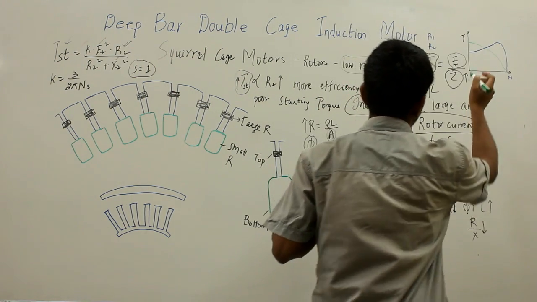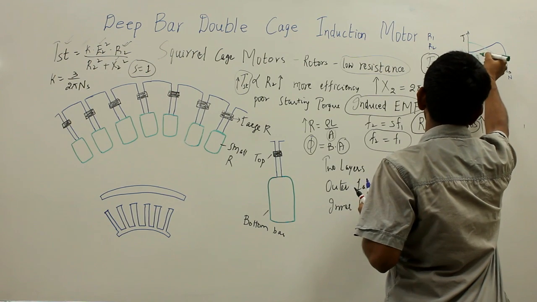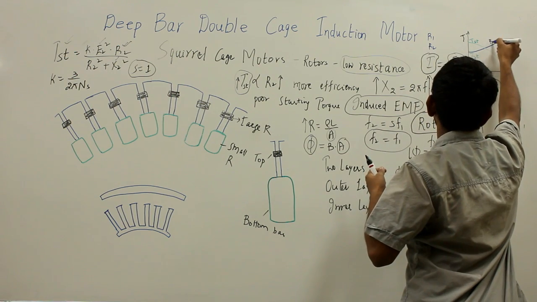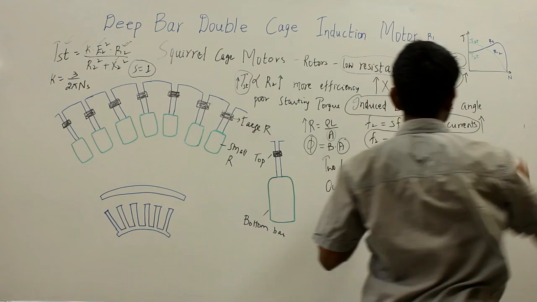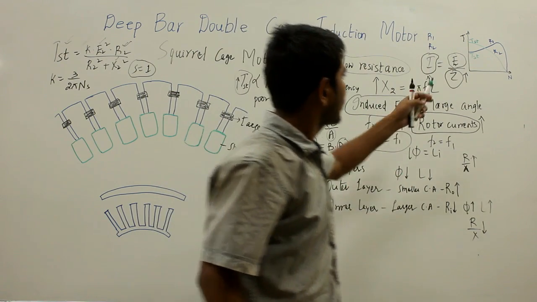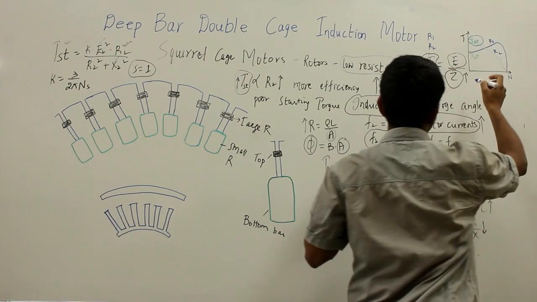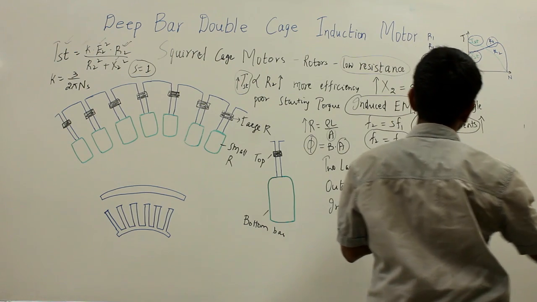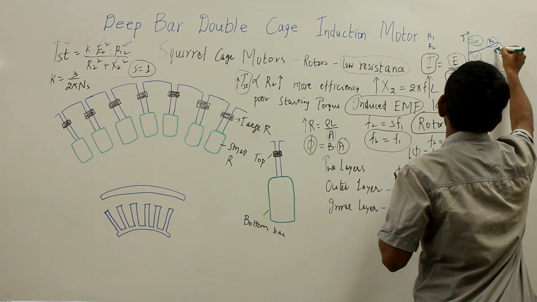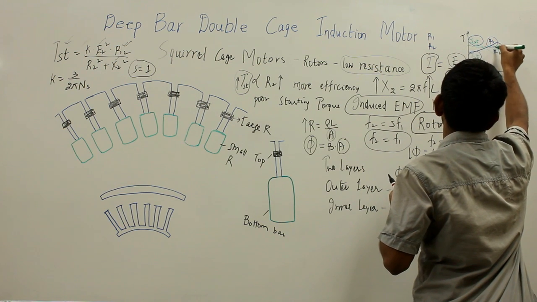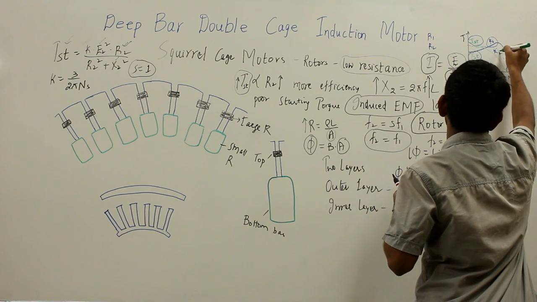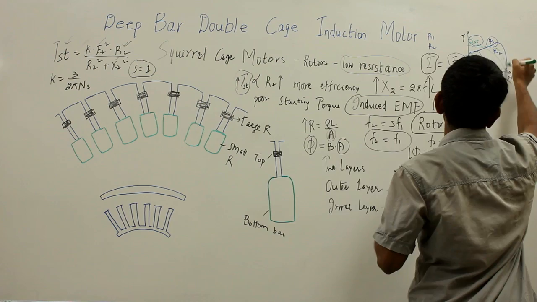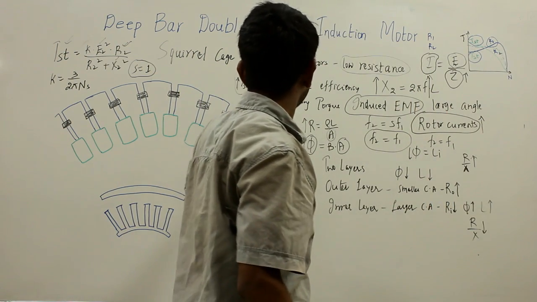You can see this is the starting torque, TST, this is for R1 and this is for R2. That means the more resistance you have, the more the starting torque, and the less resistance you have, the less the starting torque. So our desired torque speed characteristics should be in this form. This is what we get at the low value of resistance, and this is the high value of resistance here. So this is the desired torque speed characteristics for our deep bar double cage induction motor.